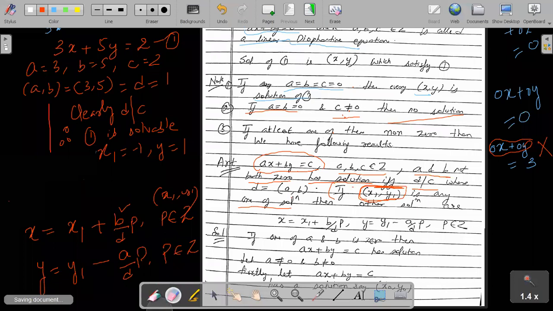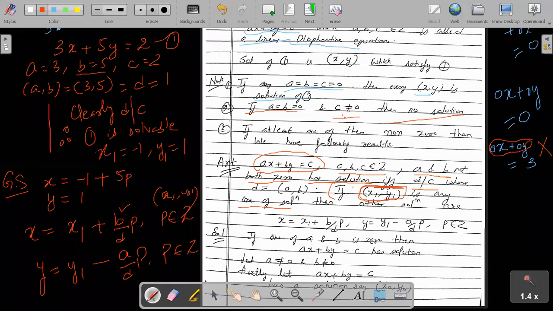Now you see, let us try to write the general solution. So what will be the general solution? GS is general solution. x is equal to x1. How much is x1? -1 plus b. How much was b? You see here, 5 over d. How much is d? 1. So no need to divide. p, and y is equal to y1. So y1 is 1.